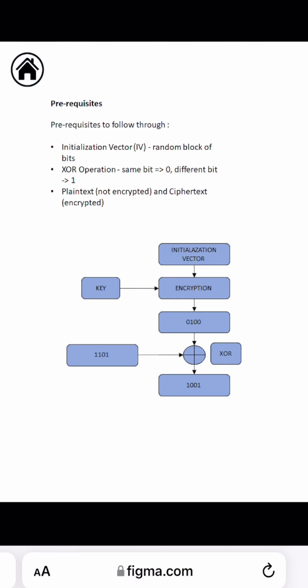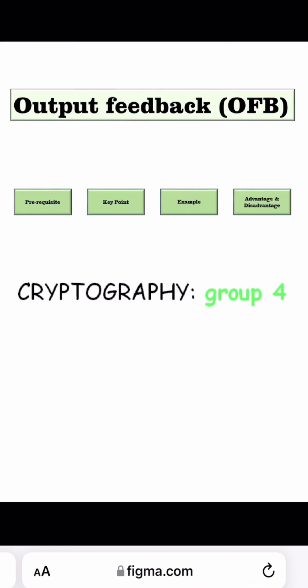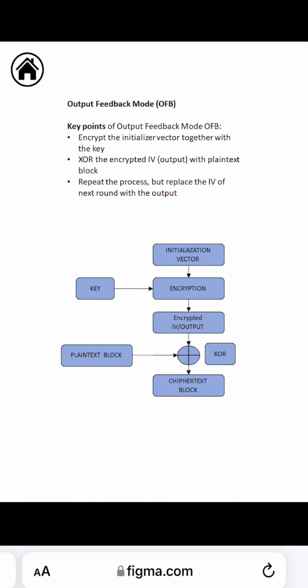Now we are going to look at the key point of OFB. The IV is encrypted together with the same key. Then the output, or the encrypted IV, is XORed with the plain text block to produce the ciphertext block. The encrypted IV, or the output here, will be brought forward as the IV of the second round. The process is repeated until the plain text blocks are transformed into the ciphertext.